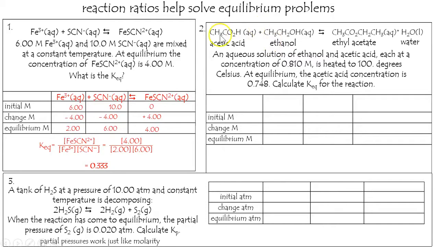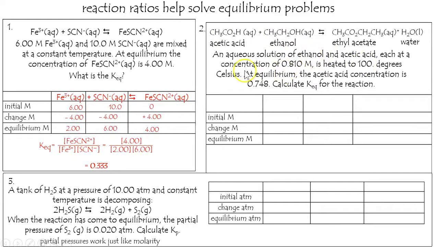Here's another one, but in this case, we've got an esterification reaction. Acetic acid and ethanol making acetate and water, and I would just slash that right away. Remember, it omits solids and liquids. I haven't read the problem, but I'd scratch that out. Now they do give you some initial conditions here. It's each, so 0.810 for this and this, fine.